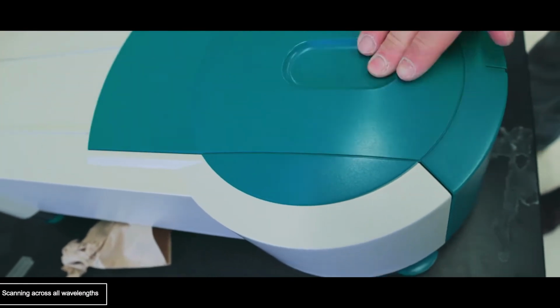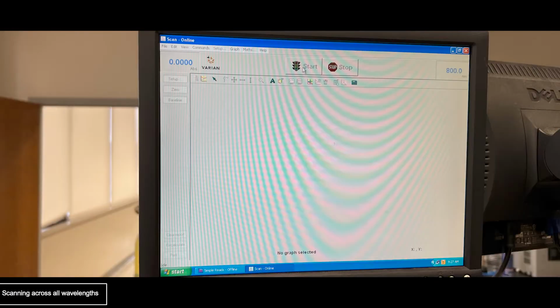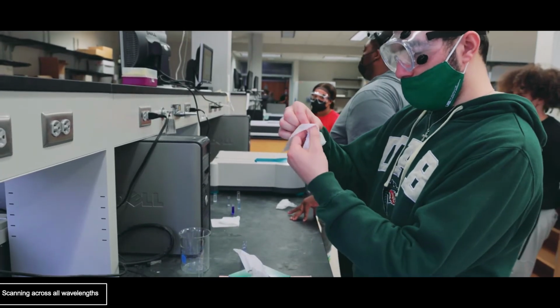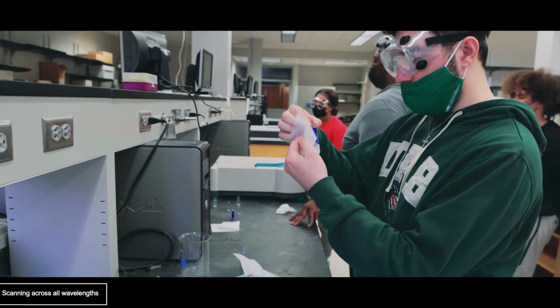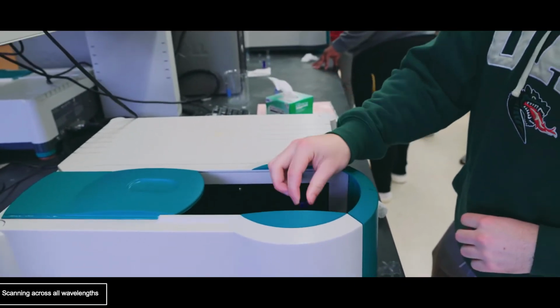Closing the lid, they proceed to press the 0 button to reset the absorbance baseline in order to create an accurate reading. They remove the water sample and proceed to wipe the sides of the stock solution cuvette, which is the strongest concentration. Place it within the spectrophotometer and close the lid.